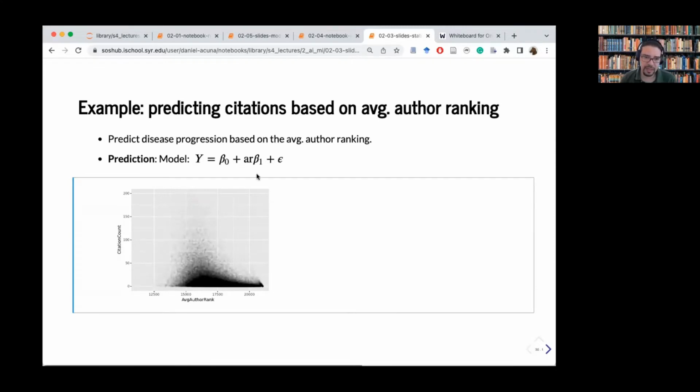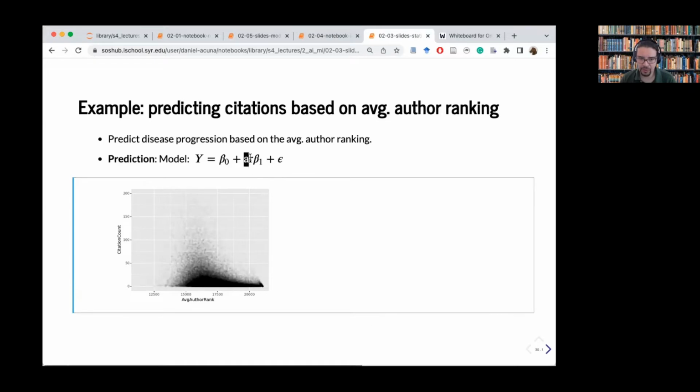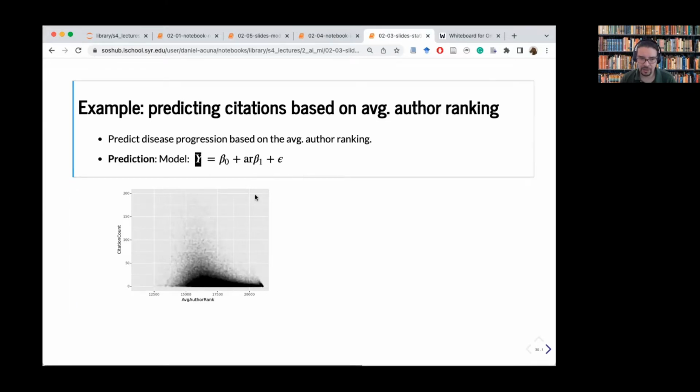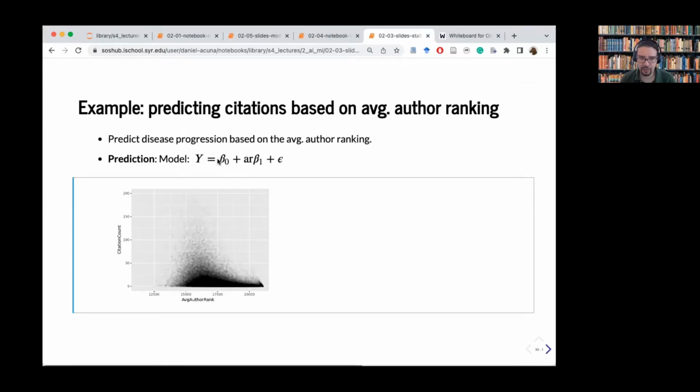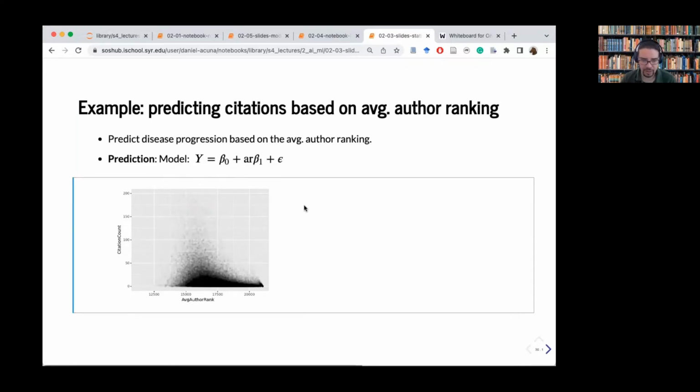But the more interesting case is that, let's say you're trying to predict the citations based on the author ranking. You can say, I'm going to assume a linear relationship between the author ranking and the citations. And to do that, I will learn parameters based on data. I will learn the intercept of my prediction and the slope, how the author ranking influences the citations, plus some noise that I don't know.